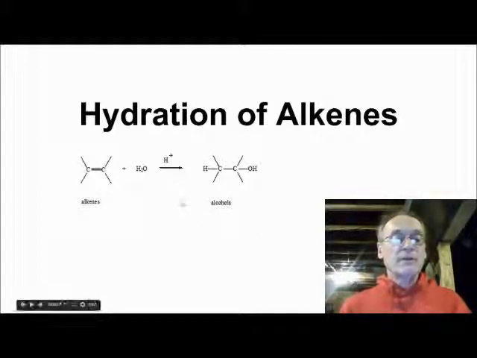But notice something different here. We also have something over the arrow, whereas with the HBr, HCl, and HI reactions, we did not. This is representing a catalyst. Notice that the product of the reaction is an alcohol.